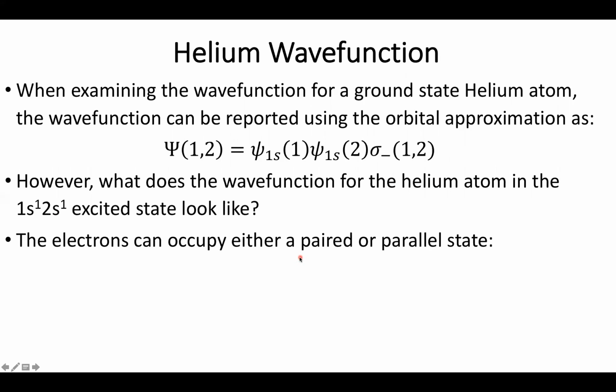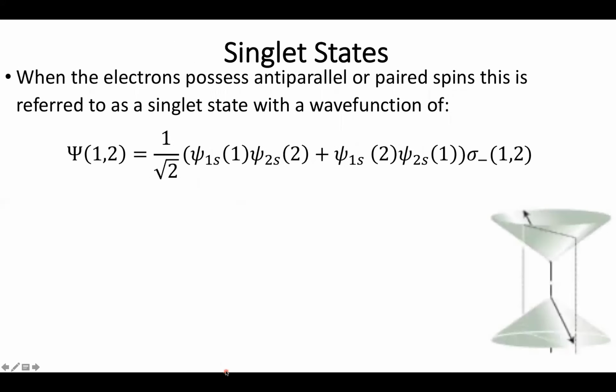Either my spins can be paired, and my spins will essentially still be pointing in the opposite direction like they have been for the ground state. So they'll be pointed exactly opposite to each other. Or, in comparison, they can be parallel, both pointed in the same direction, which will give me a net overall spin. So we're going to be talking about these two different cases today, and we're going to start with our good old friend, paired spin, that we've been addressing last week, before break.